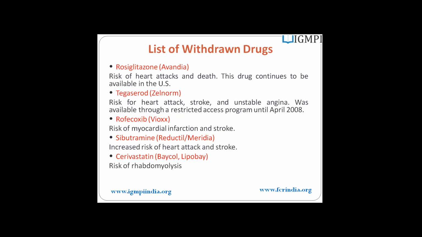So you can see rosiglitazone and rofecoxib, these two drugs were quite famous. They were quite well known and widely prescribed drugs. But just because they had cardiotoxic potential, they were withdrawn from the market. So that's what you can see. Although the drugs were beneficial, they involved more risks than benefits. So they were withdrawn.